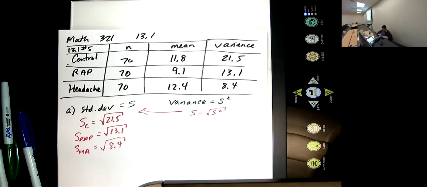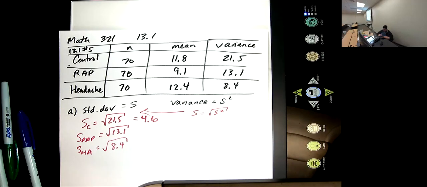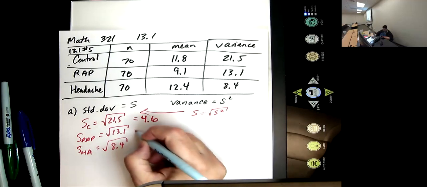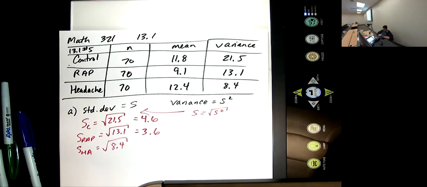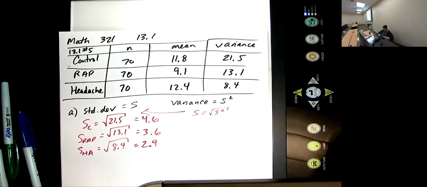Square root of 21.5. 4.6. These are to 1 decimal place. .6. I keep hitting the buttons and they're not hitting. There you go, 2.9. So those will be what we enter. It's got parts A through F, so I don't know what else they're asking here.